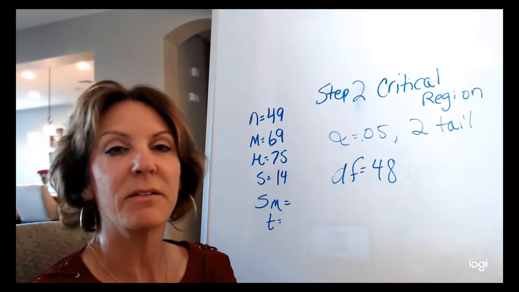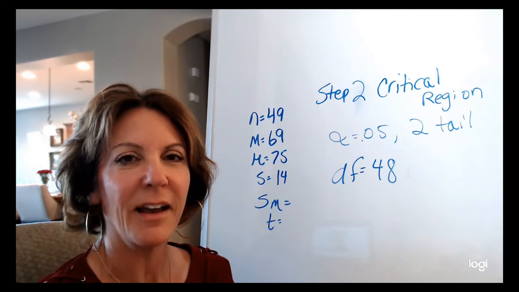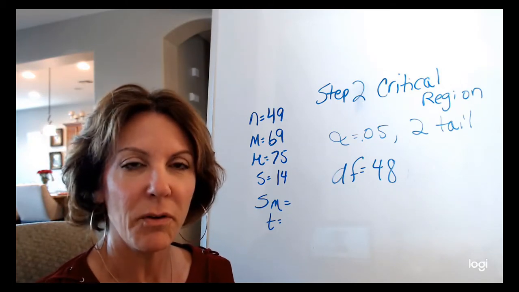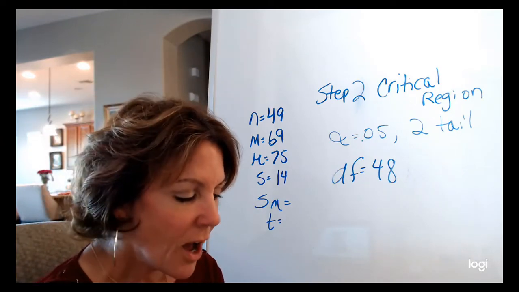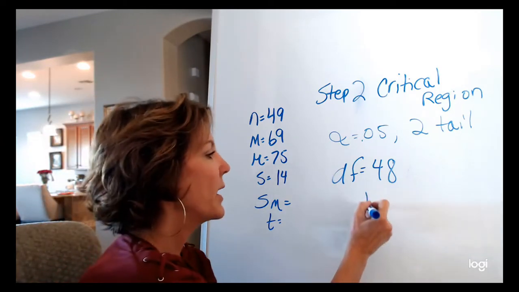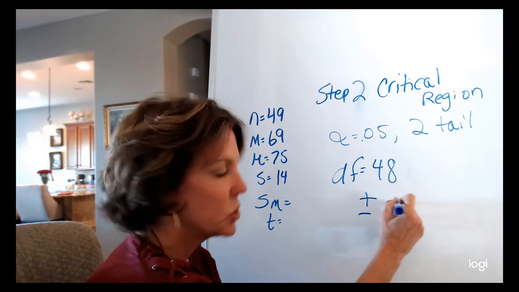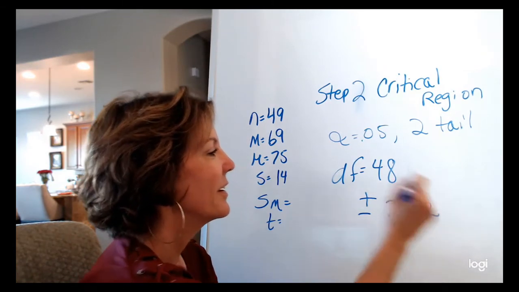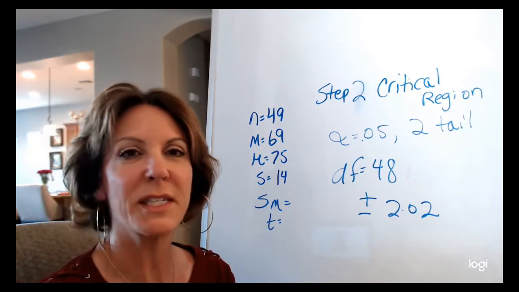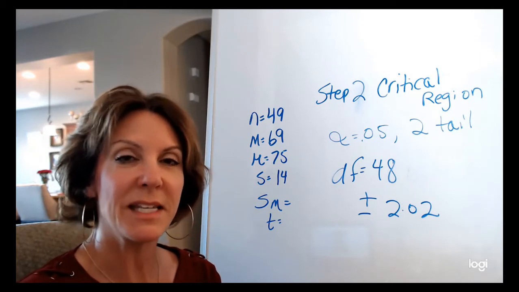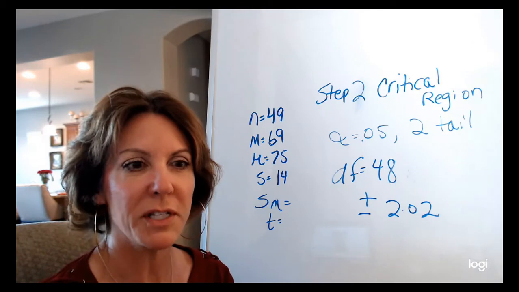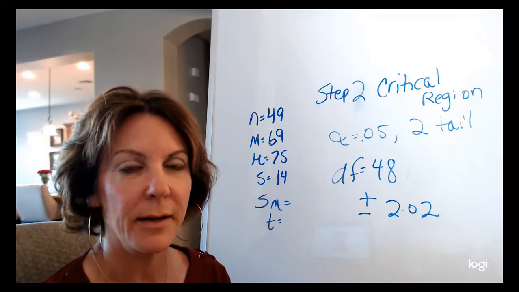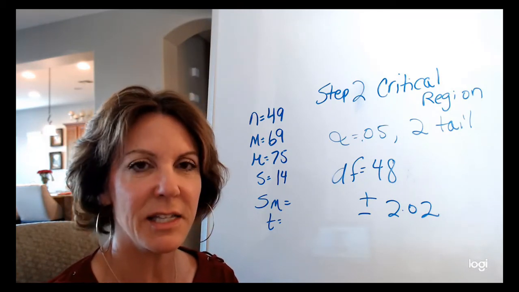Now, if you take degrees of freedom of 48 and you look at your t-table for a two-tailed test at alpha 0.05, our critical boundaries are going to be plus or minus 2.02. So I've set my critical boundaries, and this is what my t-statistic needs to be more extreme than in order for us to find statistical significance. So let's figure out that t-statistic in step 3.